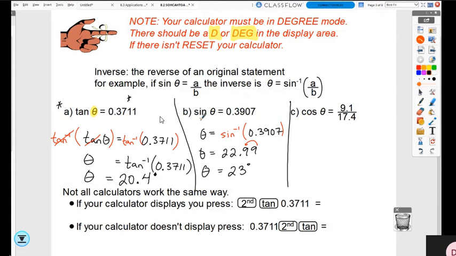Now this one here is probably what we're going to be up against, and this kind of looks familiar. Cos is adjacent over hypotenuse, right? And this is kind of where we're headed. So again, if we wanted to solve for theta, we're going to have to take the cos inverse of this fraction, 9.1 over 17.4. So cos inverse of the fraction. What do you get?